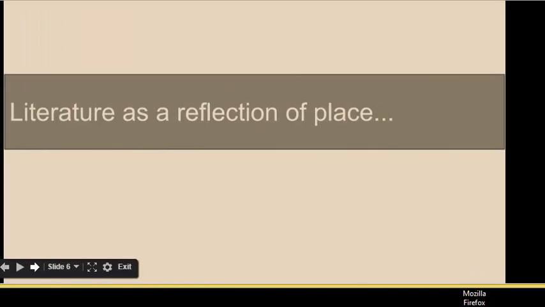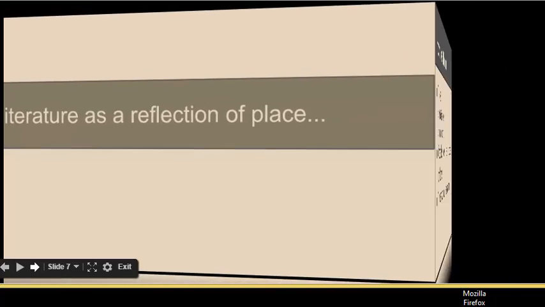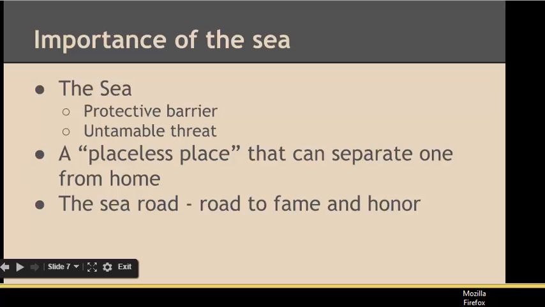It's important to note that not only does literature of this time period reflect this background of invasions and hardships, but it's also a reflection of the place, the fact that England is an island surrounded by the sea. And so the sea plays an important role in literature. The sea can be seen as a positive thing, a protective barrier against threats coming in, but it can also be seen as a threat in itself, and one that's untamable. Since it's a natural element, it's something that can't be conquered. So the sea can be both a positive and a negative in British literature.